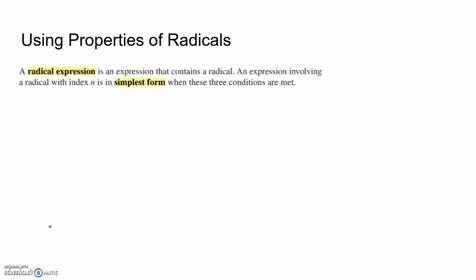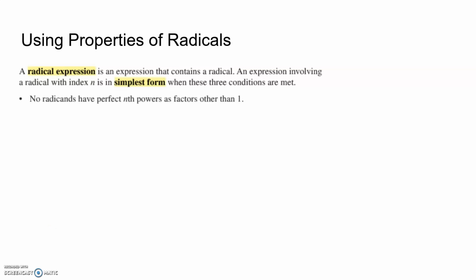First off, using properties of radicals. A radical expression is an expression that contains something called a radical. You might know it as the square root symbol, but really the name of it is the radical symbol. An expression involving a radical with an index of n is in simplest form when these three conditions are met.